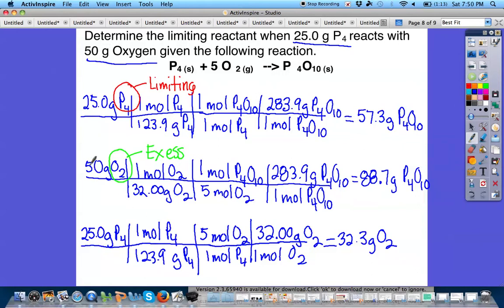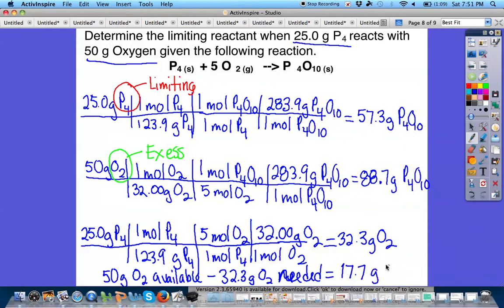So now we need to take the starting amount of our excess reactant, so the 50 grams of oxygen that is available, minus the 32.3 grams of oxygen that is needed for the reaction. 50 minus 32.3 should give us 17.7 grams of oxygen, which is in excess.